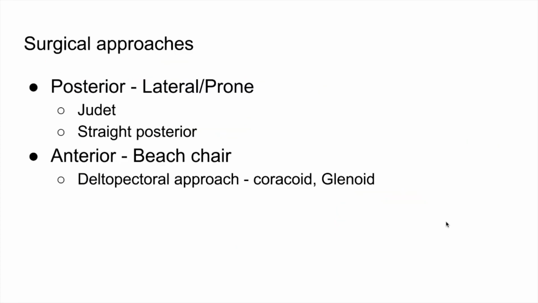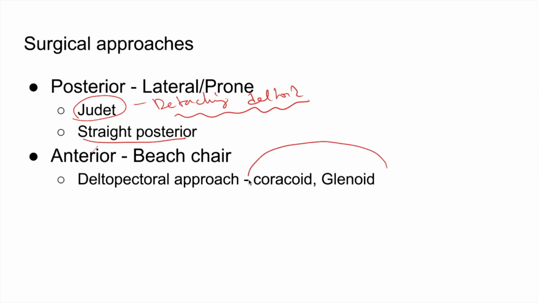What are the surgical approaches available? The surgical approaches available are a posterior approach or an anterior approach. For the posterior approach, you have the modified Judet or Judet approach. The previously used Judet approach was by detaching the deltoid, but the new approach is by preserving the deltoid, and therefore it is called the modified Judet approach. You have the straight posterior approach, and for the anterior, where you have to approach the anterior glenoid or coracoid, you have to do the deltopectoral approach, which everybody is familiar with. We won't be discussing it in this video.